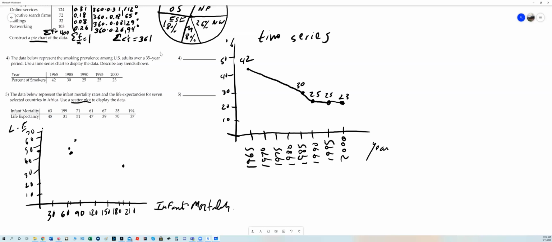67, 39. And then 35, 70. And then 194, 37. And so 37 is like here. And that's a scatter plot, guys. That's all it is.